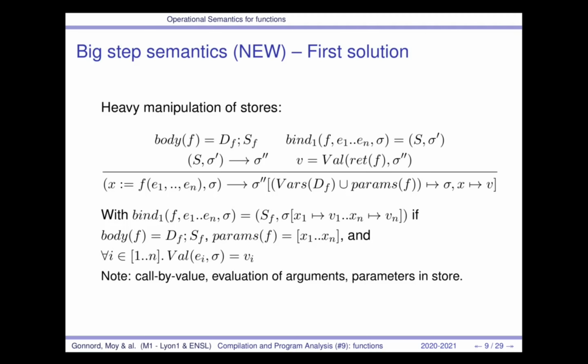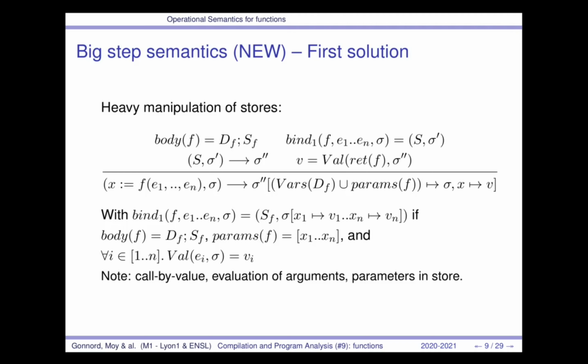And so here we are for the first semantics of functions in a big step semantics. The first solution takes the idea that we don't care how much store manipulation we do. So it's probably the simplest solution from a number of equations point of view, but it is also probably the least realistic and faithful to what happens in reality, like in a compiler or at runtime.